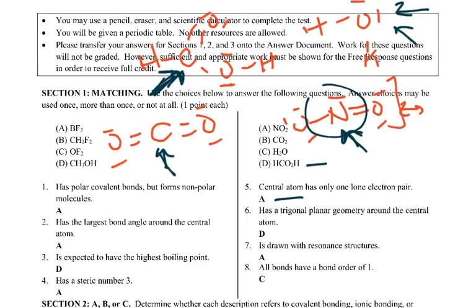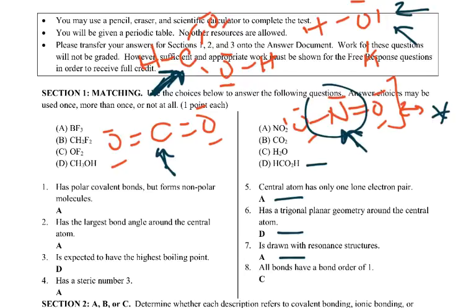So it has to be D, answer D. Is drawn with resonance structures. Okay, I didn't draw them, but this one had to have resonance structures because we made a double bond to one oxygen. We didn't do the others. We'd have to draw both structures. So that would be answer A, NO2 minus.